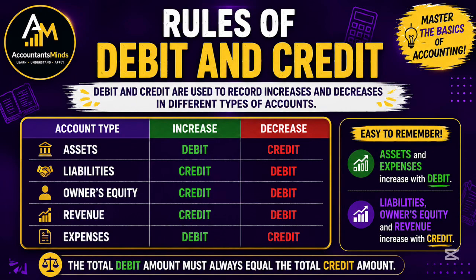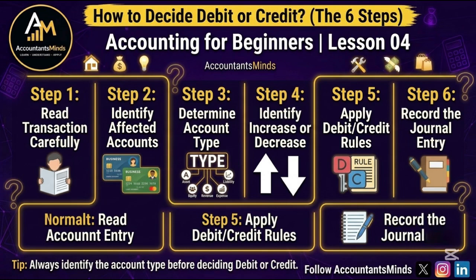Now that we know the rules, let's learn the steps to decide whether an account should be debited or credited. Whenever you see a business transaction, don't rush to decide debit or credit. Instead, follow these simple steps. First, read the transaction carefully. Second, identify all the accounts affected. Third, determine the type of each account, such as asset, liability, expense, revenue, or owner's equity. Fourth, check whether each account is increasing or decreasing. Finally, apply the debit and credit rules. If you follow these steps every time, you will make fewer mistakes.